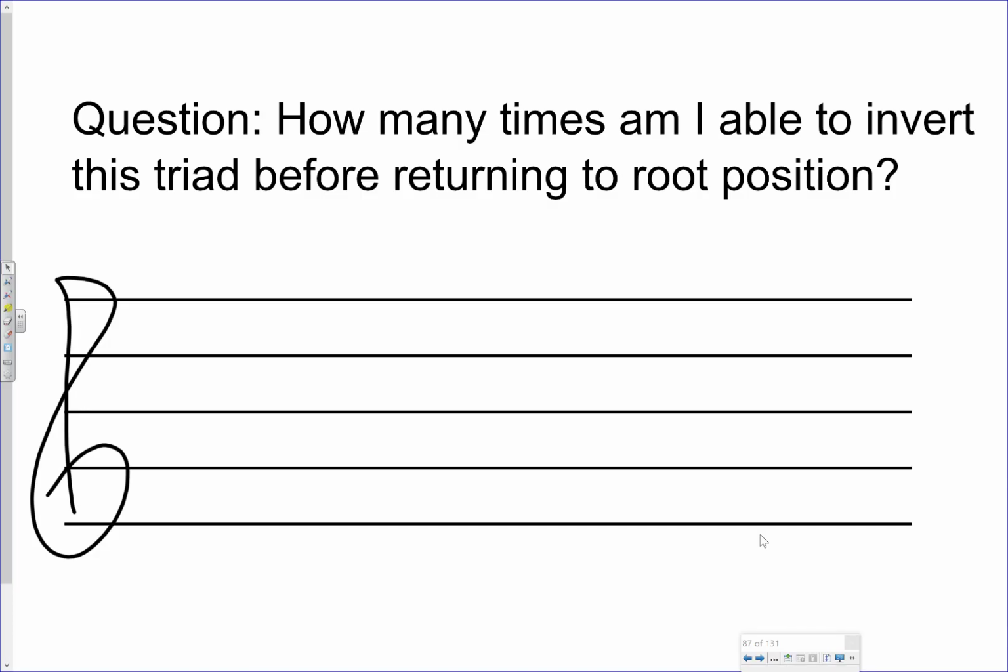Okay, I'm going to draw a basic triad. If you would like to draw this with me, I'm in treble clef. Basic meaning no accidentals. There's my root, there's my third, and there's my fifth. Now I can ask you this very important question. How many times am I able to invert this triad before returning it to root position? See if you can figure that out.